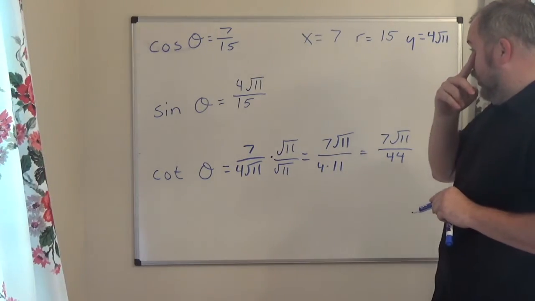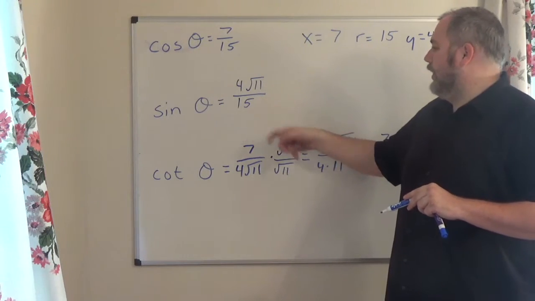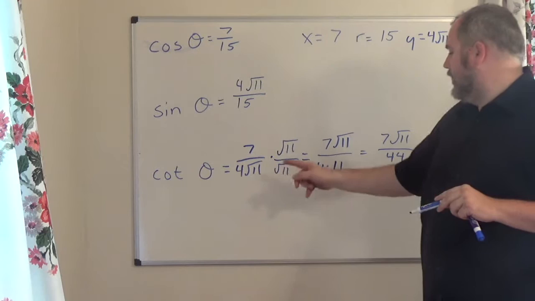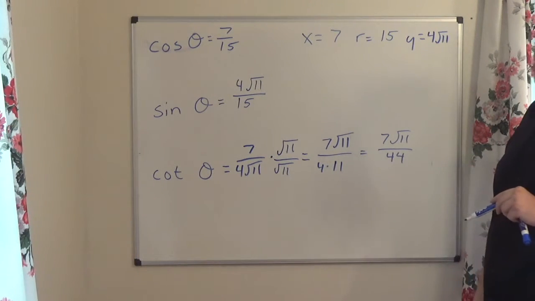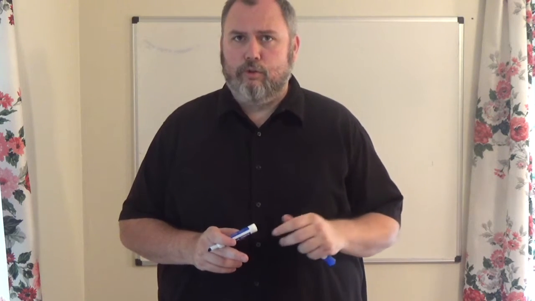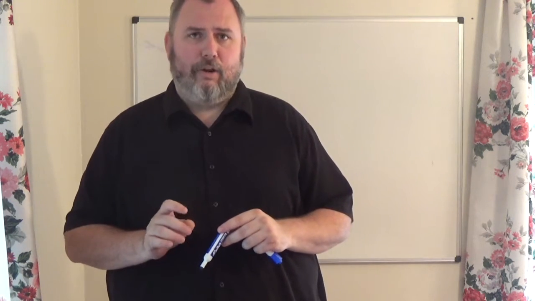So, our sine of theta is 4 times the square root of 11 over 15. Our cotangent is ultimately 7 times the square root of 11 over 44. What you're getting ready to do for me now is the next 2 problems on your own. The second one is slightly different than what we've covered before, so I'm going to give you a slight hint on how to solve it.